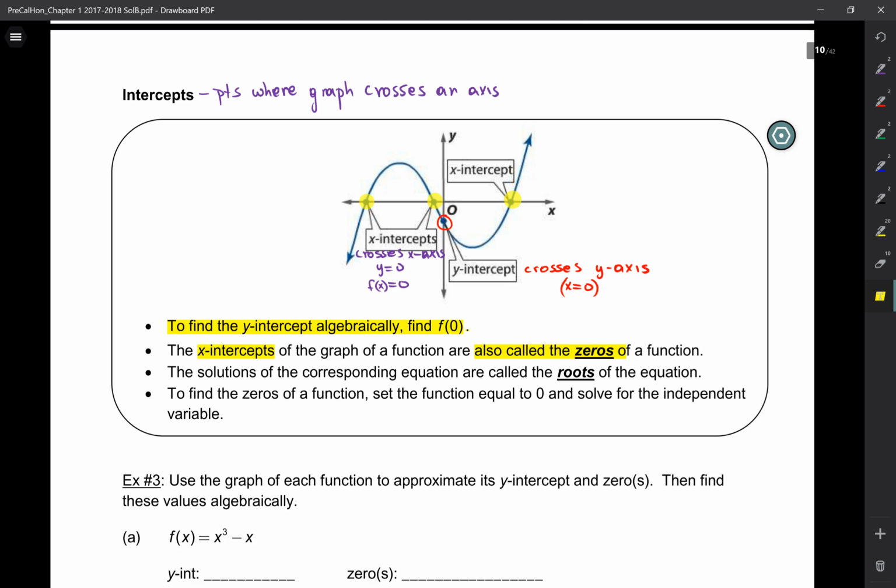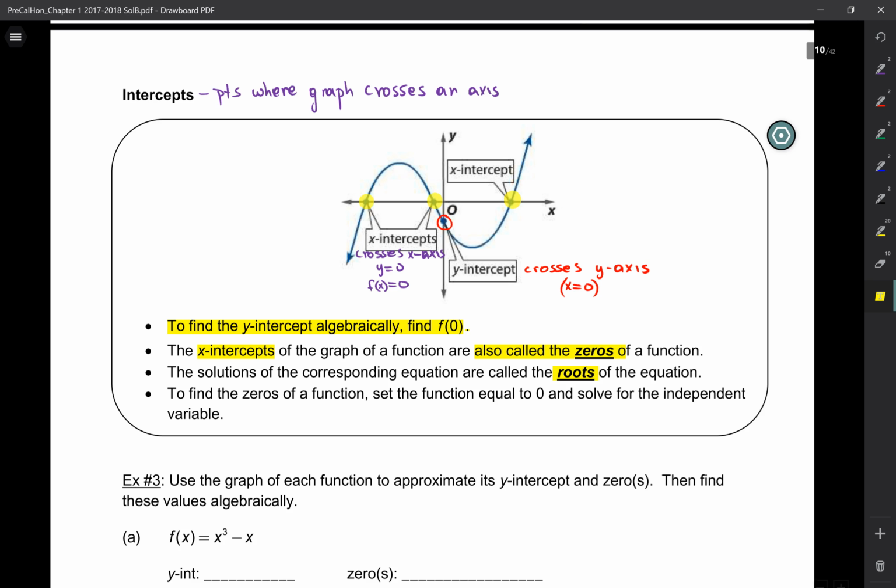The function is annihilated at that point. The function is 0 at that point. So how do you find the x-intercept? You take the equation and set it equal to 0. So when you solve it, you get the roots of the equation.